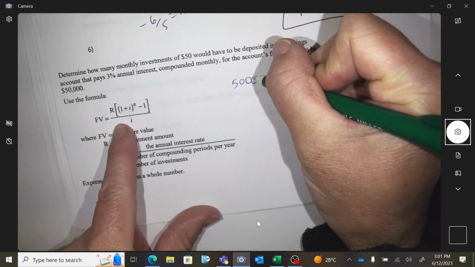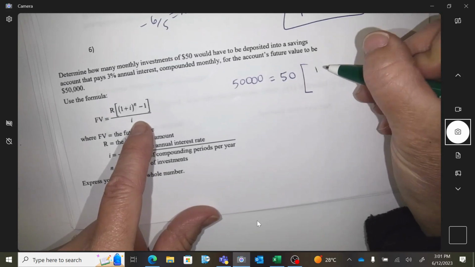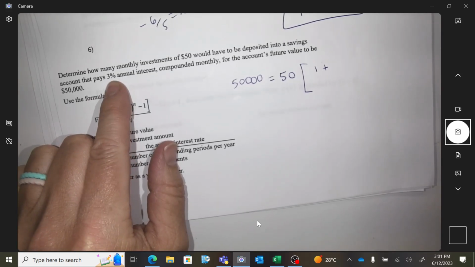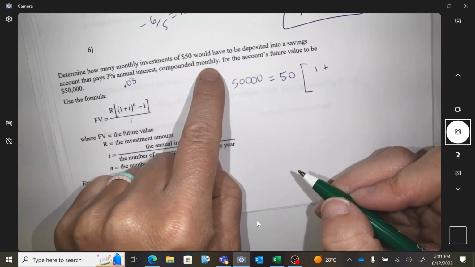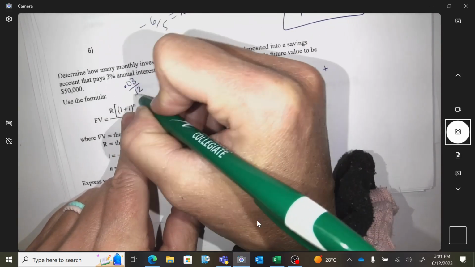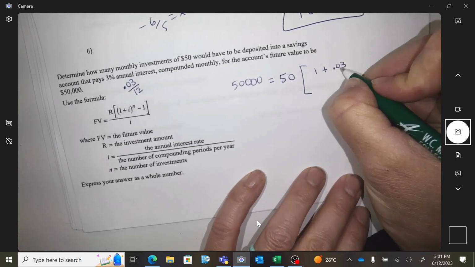So that's gonna go in the R spot. I want to get to $50,000. 1 plus i. So the interest. So this caught a few people. How do you do 3%? 0.03. But then you compound it monthly. So what do you have to do with the interest rate? Divide by 12. So that is what you use. So 0.03 divided by 12.